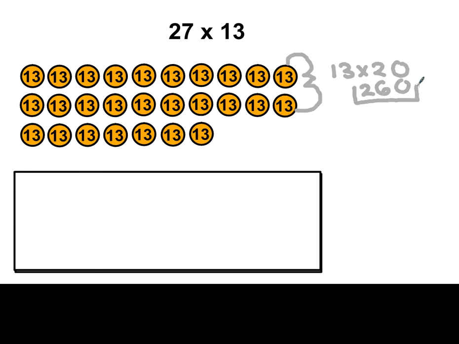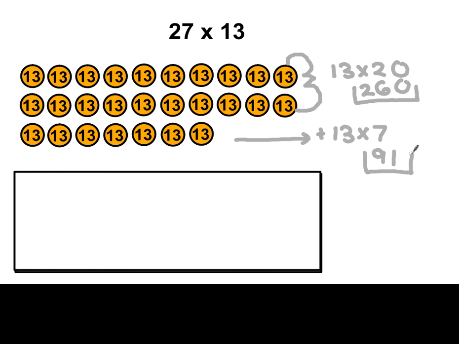So we're going to need to add 7 more 13s. So it's like 13 times 20 plus 13 times 7. 13 times 7 might also be challenging to do in your head. I happen to know that that equals 91. So you can solve this problem by thinking 260 plus 91, which is 360 minus 9, 351.